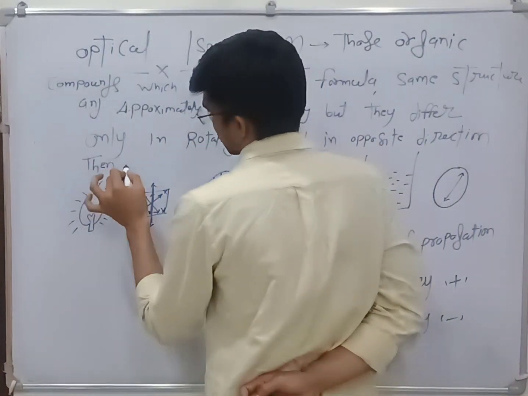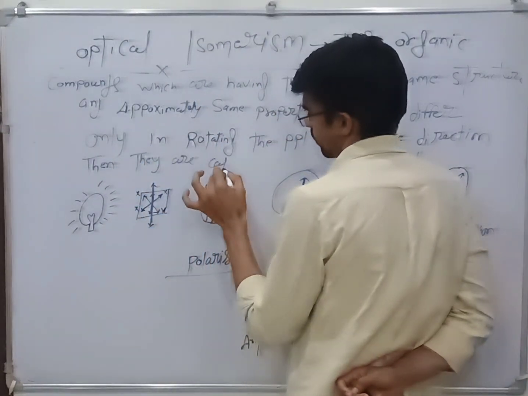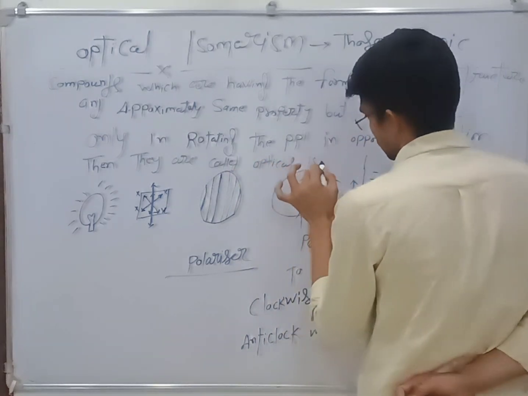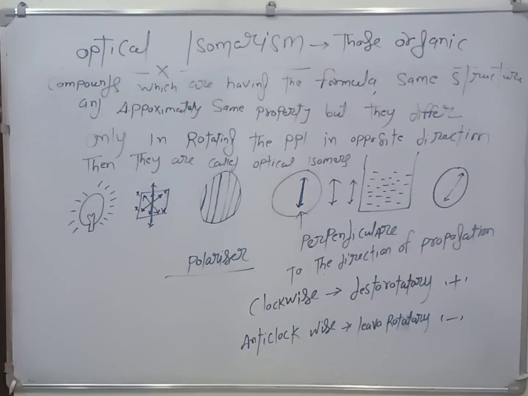Optical isomers. Okay. So organic compounds which have the same formula, same properties, same structures, but they differ only in the rotation of PPL light in opposite direction. If they are rotating the PPL light in opposite directions, then they will be considered optical isomers. All right.